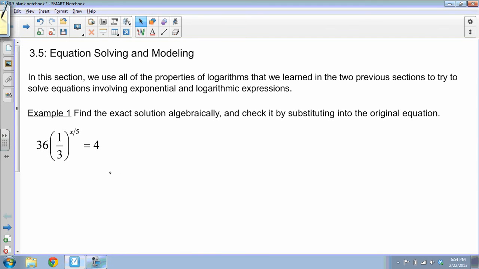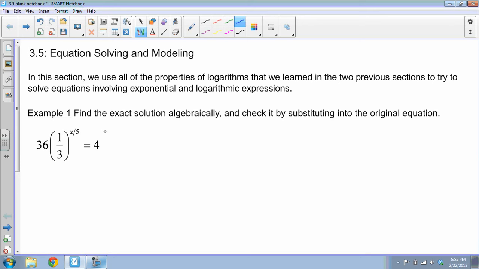Alright, we're going to do section 3.5, equation solving and modeling. In this section, we're going to use the properties of logarithms that we learned in the two previous sections to try to solve equations involving exponential and logarithmic expressions. And there can be more than one way to approach these problems, and so we're going to work out quite a few so that you can see the general strategy that you should take.